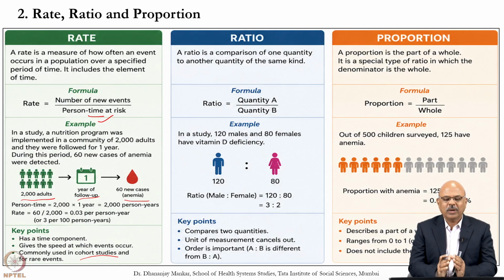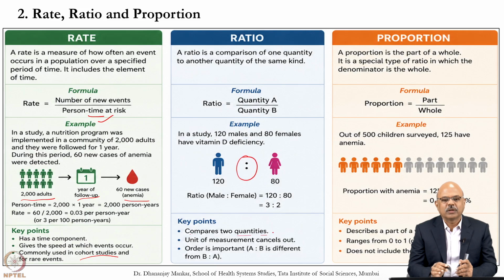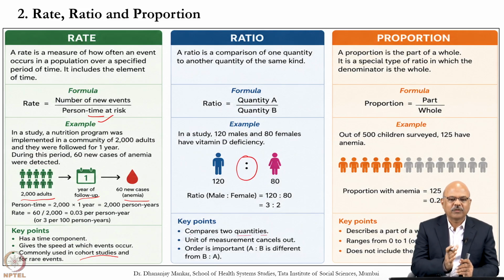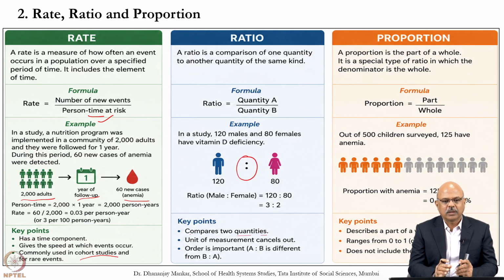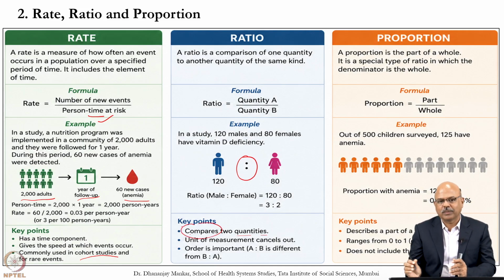So what are the key points? It is more like a comparison, so you can compare two quantities. What are the quantities over here? One is male, the other is female. The unit of measurement cancels out. Order is important: A is to B is different from B is to A. So the key point for ratio is comparison, which is very important to highlight.